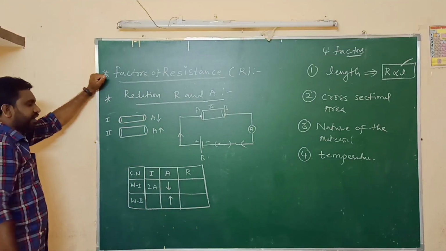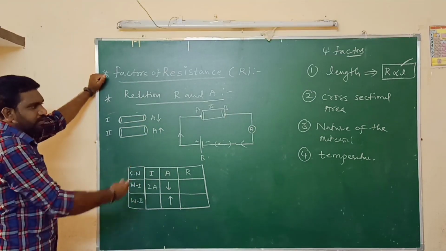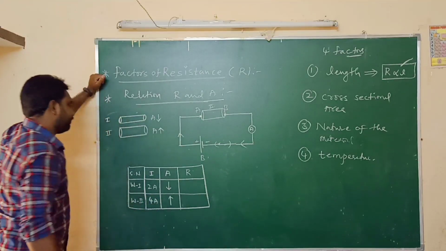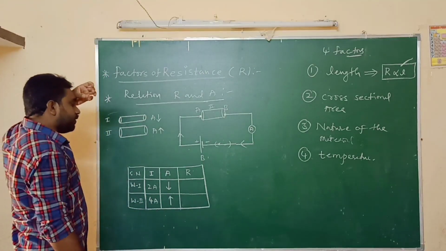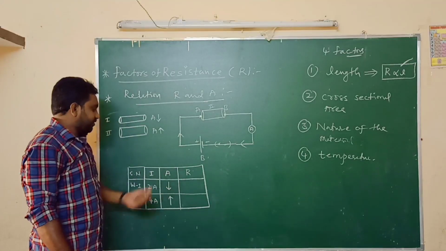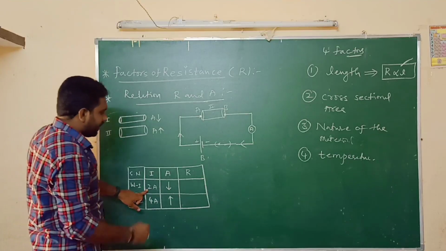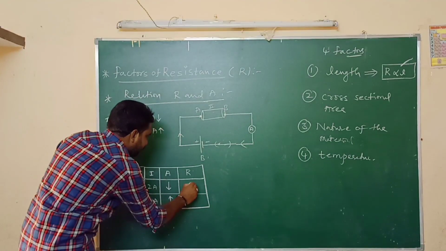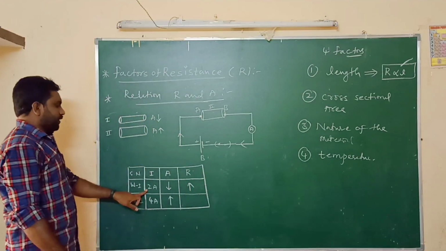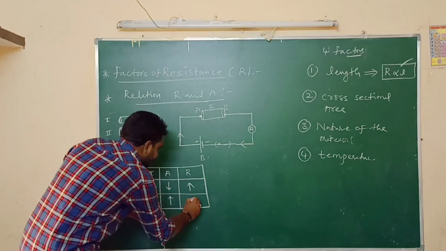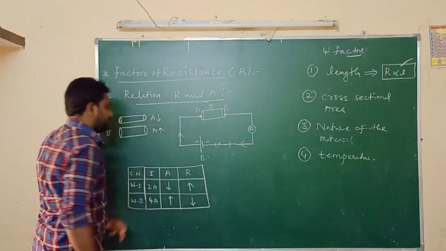So when the cross sectional area is more, the reading of the ammeter will be more. So that means it becomes 4 amperes. Now we have to guess the values of resistance here. In case of wire 1, current is less, so when current is less, resistance is more. And here the reading of the current is more, so that means resistance will be less.